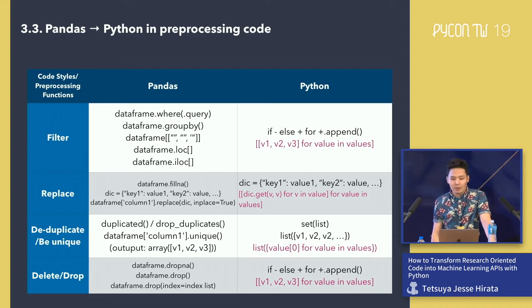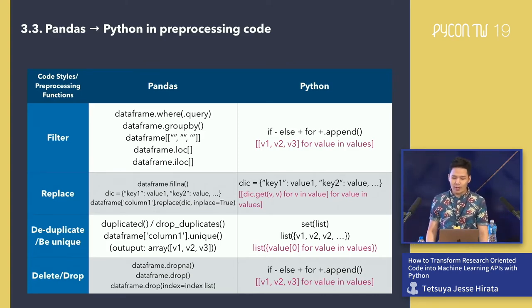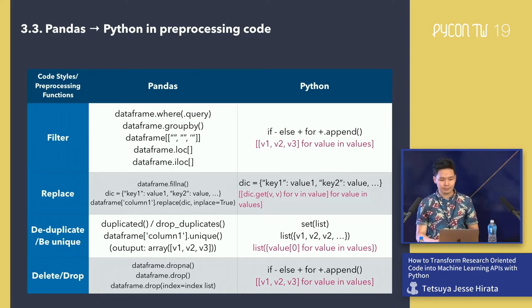So in the case of coding style with Python, it basically just uses list comprehension in each function. Pandas is very powerful and useful for data wrangling. But the code might decrease readability depending on the situation and how you use it. So the way of coding without pandas could be easier for engineers to read, and it could increase readability and maintainability.